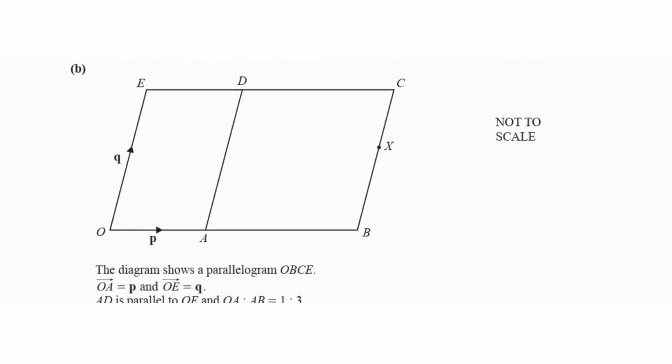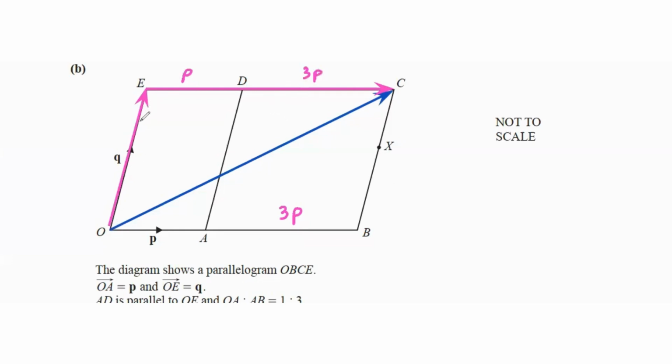So OC is basically this. So the route I'm going to take is from O to E, and then from E to C. Since it's a parallelogram, OA is P, so ED would also be P. OE is Q, so this would also be Q, like the entire BC. It says OA to AB is 1:3, which means this is 3P. Hence, this would also be 3P.